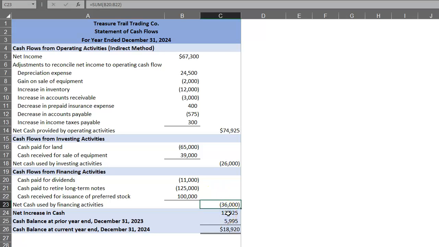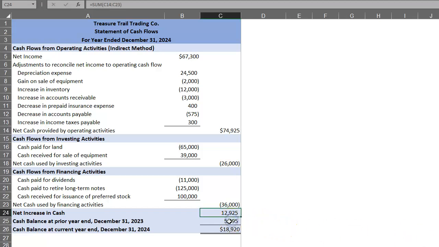If we move down to the next row, we see our net increase in cash. So specifically, cell C24 has a dollar amount of $12,925. This is the total impact of operating, investing, and financing activities on the company's cash balance during the period. So this is the total increase in cash for the year 2024 for this particular company. It's positive, which means we have a net increase, which means our inflows were higher than our outflows.